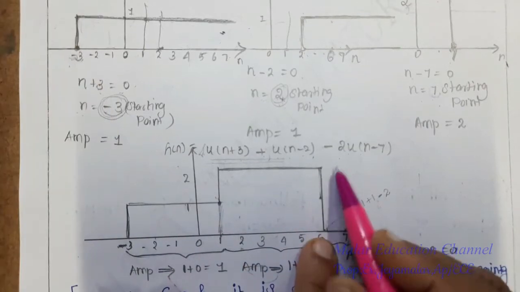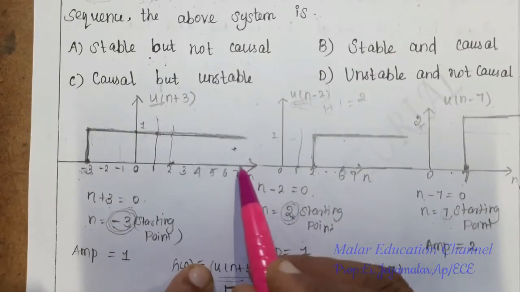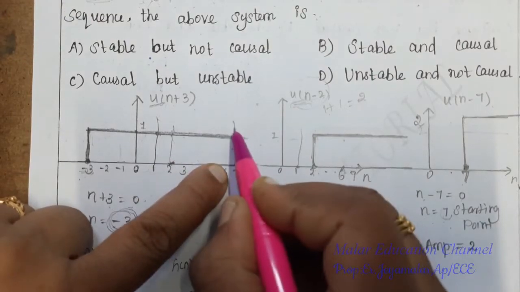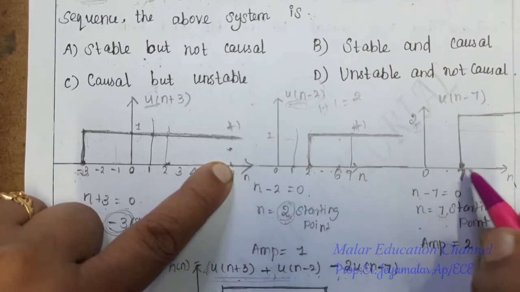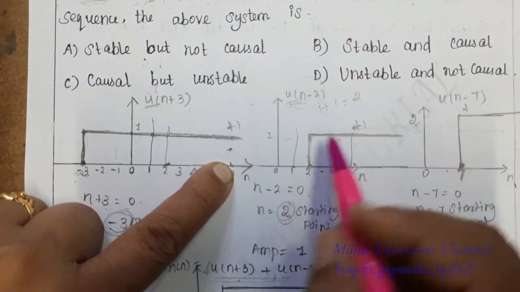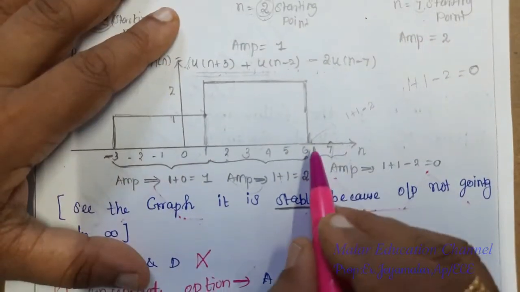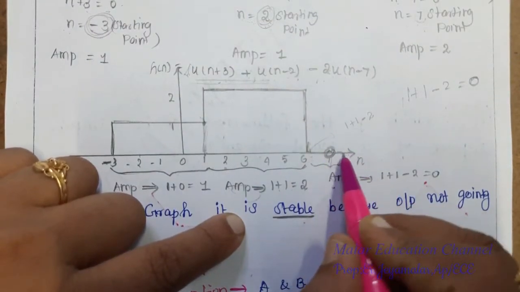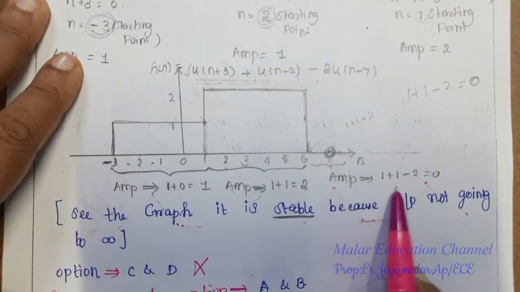After that, the subtraction, minus 2. Up to 6 is completed. At point 7, the amplitude is 1 plus 1, which is 2, but the given function is minus 2, a subtraction. So 1 plus 1 minus 2 equals 0. After 6, the amplitude is 0, and after all values the amplitude is 0 only, so you have to stop here.